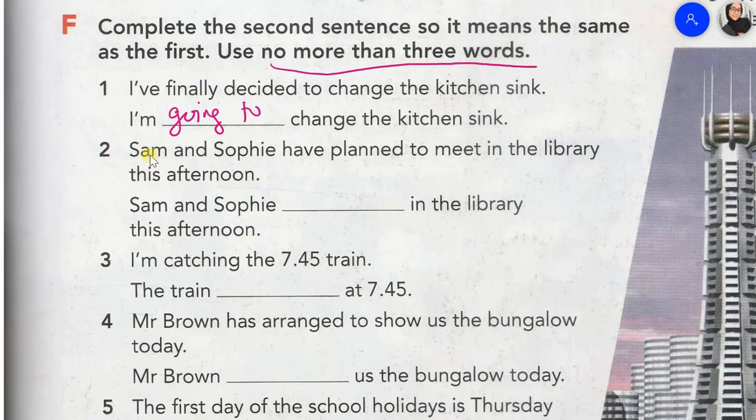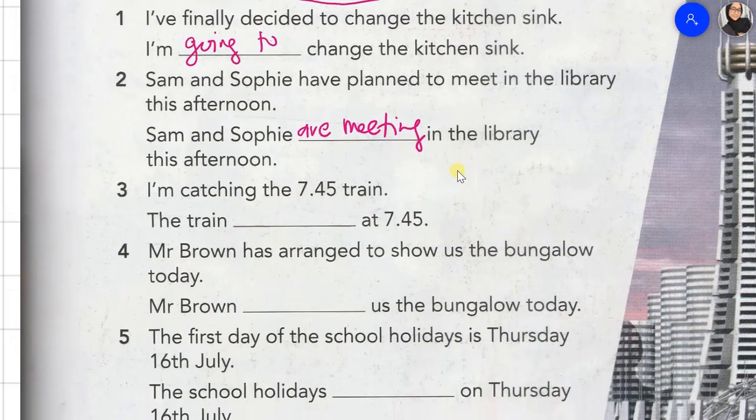Number 2. Sam and Sophie have planned to meet in the library this afternoon. So Sam and Sophie, blah blah blah, in the library this afternoon. What is the verb to be that we need to use for two people, plural? Are. Sam and Sophie are going to meet. No, it's already four. So the answer is are meeting. Okay, two words only. Are meeting in the library.